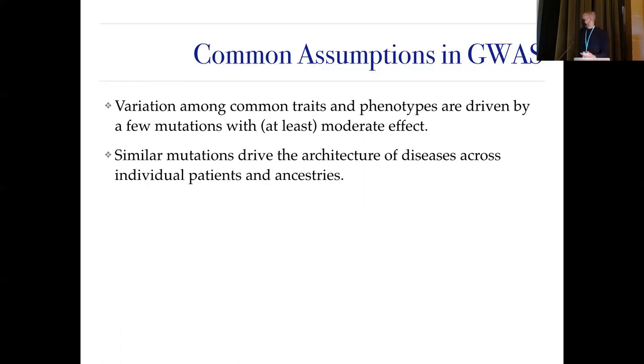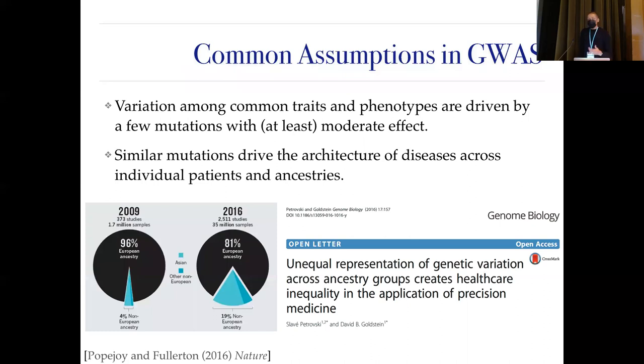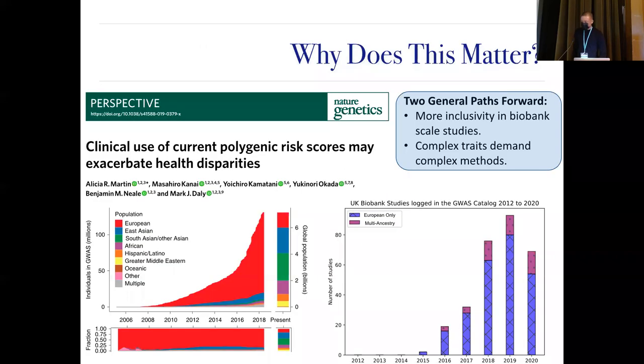The second is that similar mutations drive the architecture of disease across individual patients and ancestries, right? And we've had people talk this week about how that may not necessarily be true, particularly with the underrepresentation of groups in different biobanks and consortia, right? And I don't have to show people this slide per se. I think everyone probably can quote the figure caption for the one on the left. But I do want to draw attention to this idea of the disparities across representation of groups in data sets kind of leave us in two regimes.